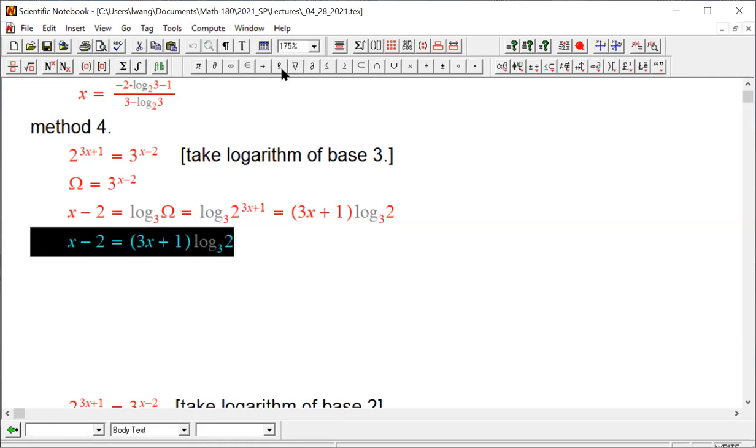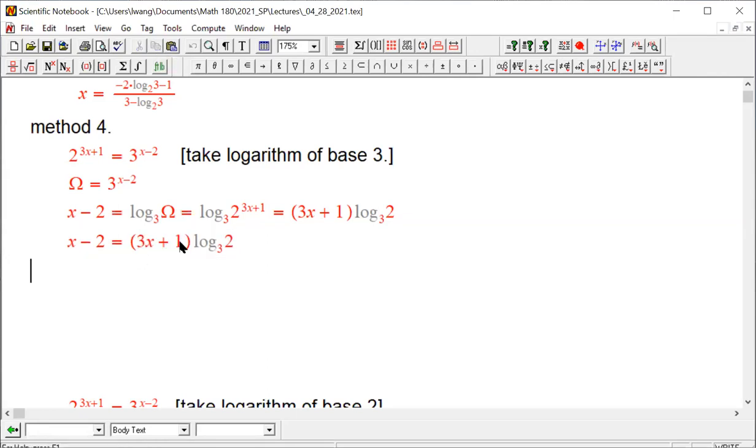And what do you do? You will distribute this guy to the inside of the parentheses. So you have 3 times x log base 3 of 2 plus log base 3 of 2.